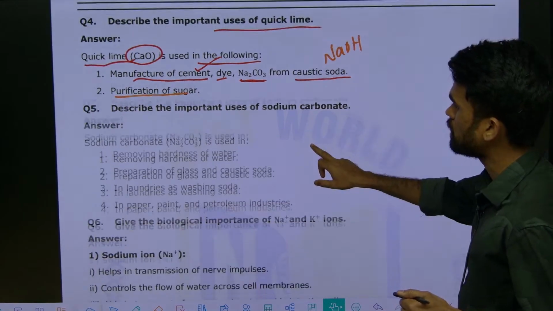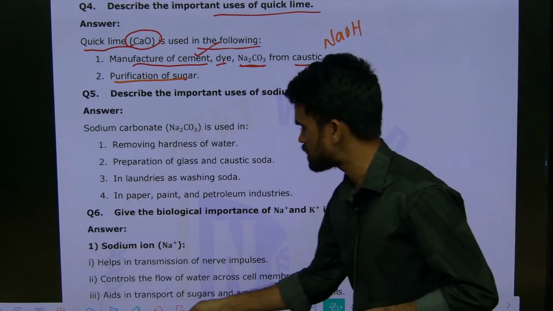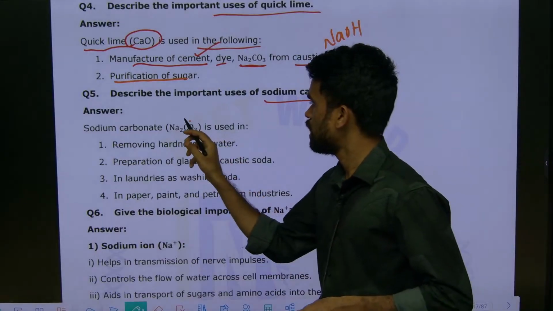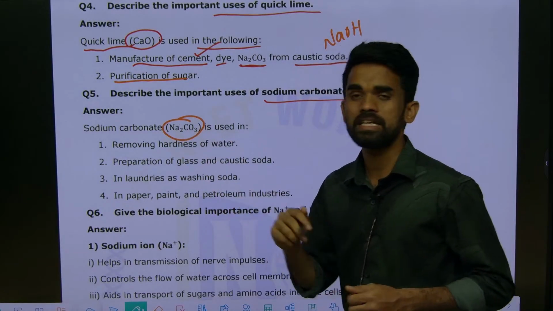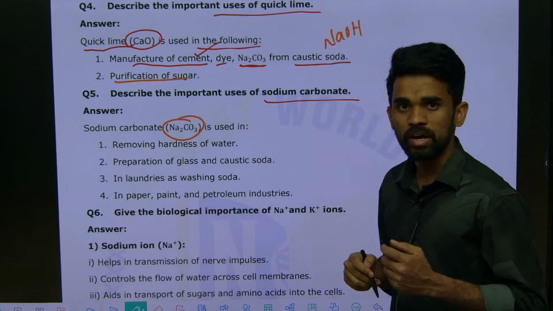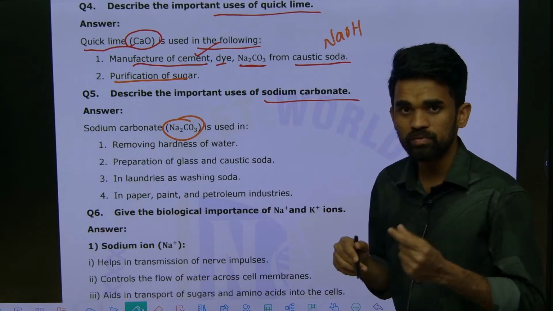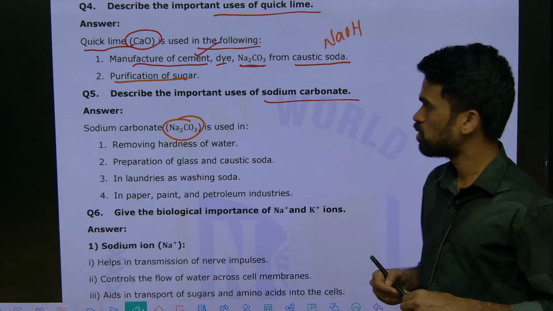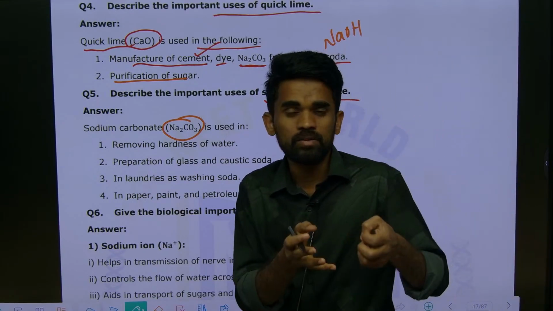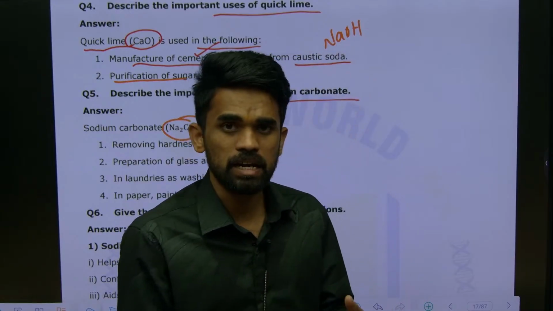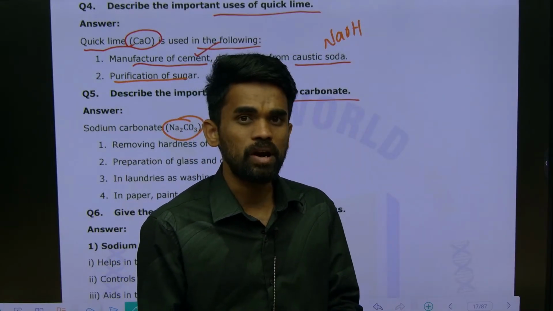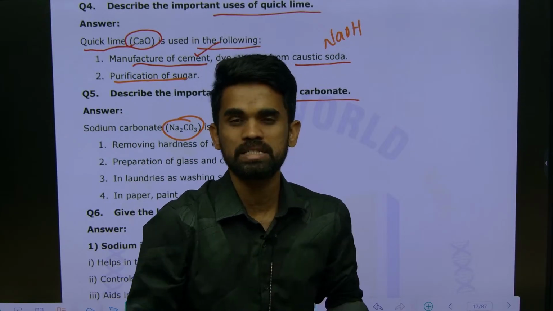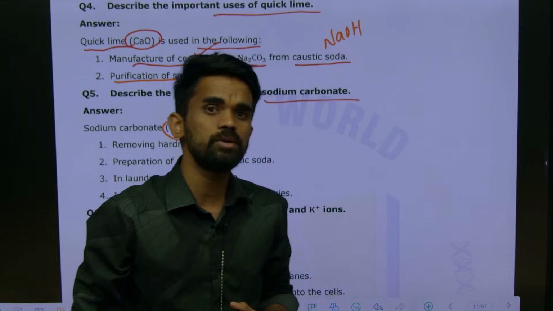Okay, and after this, describe the important uses of sodium carbonate. So sodium carbonate, Na2CO3. What are its important uses they are asking? Na2CO3 has a very good application in removal of hardness of water. If we extract water from the earth crust, from the ground level, what happens along with the water? There will be some minerals, some salts present in it. So we need to remove them.